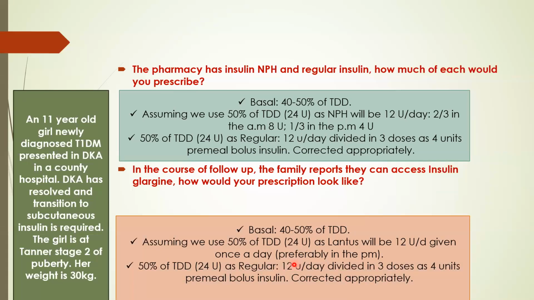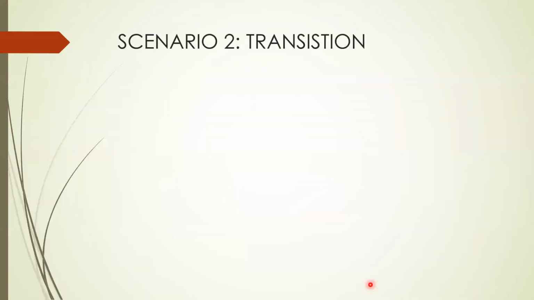So yeah, I think we are on the right track. We have actually gotten it. So Lantus is given once a day, preferably in the evening. So 40 to 50% of total daily dose, assuming you're using 50% of the 24 units for our patient, then 12 units will be given in the evening as Lantus. Then the balance of 12 units will be divided in 3 doses as 4 units pre-meal bolus insulin. With follow-up, you correct these pre-meal insulin boluses appropriately. So bravo, congratulations, guys, you're getting it.